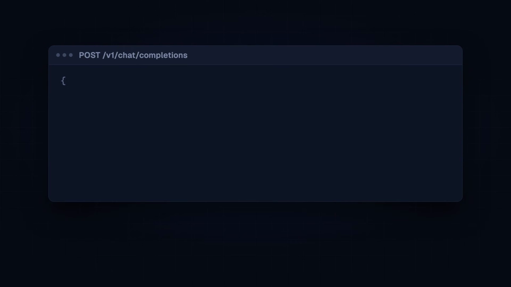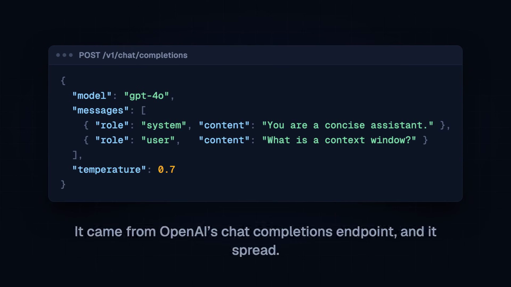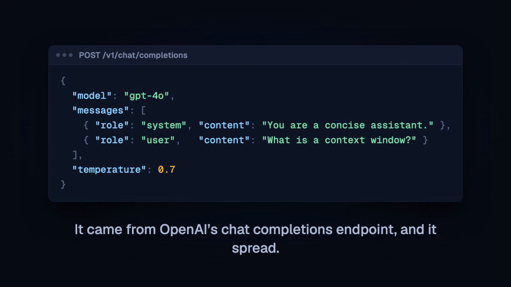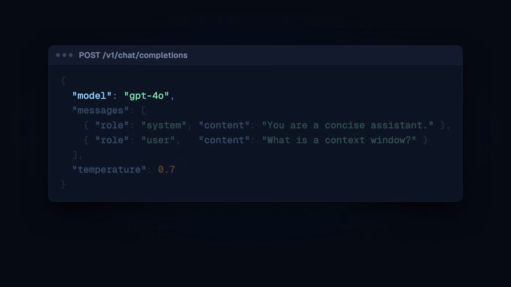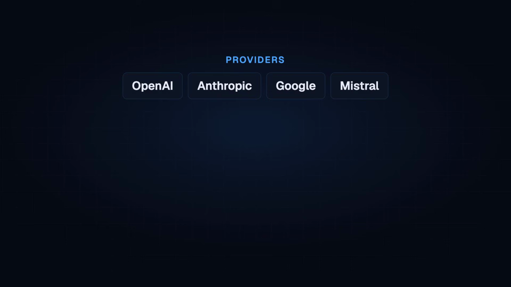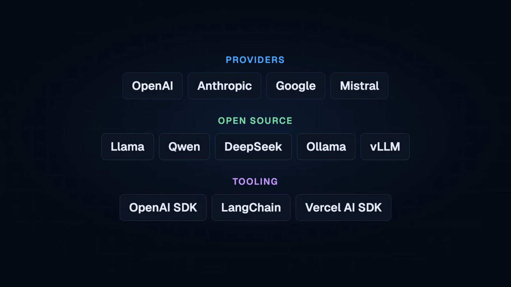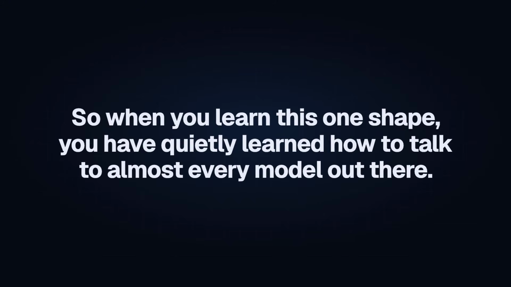Here is a piece of good luck. Almost everyone agreed on the same shape for that request. It came from OpenAI's chat completions endpoint and it spread. A model name, a list of messages, a temperature if you want the answers more or less predictable. Other companies copied it. Open source projects copied it. The tooling assumes it. So when you learn this one shape, you have quietly learned how to talk to almost every model out there.